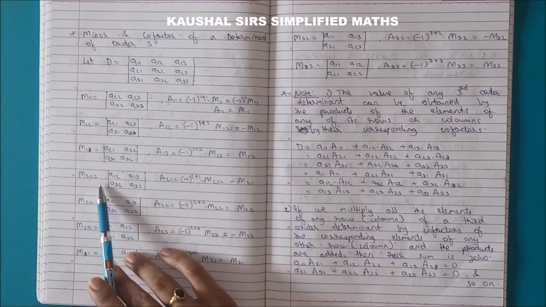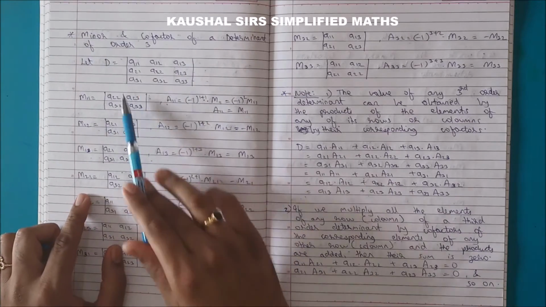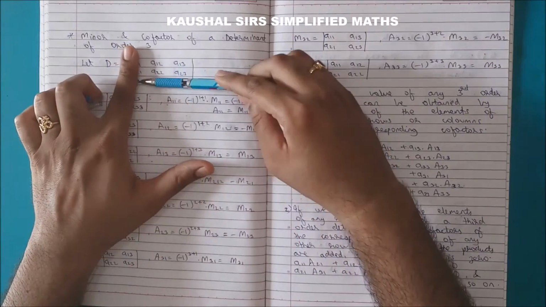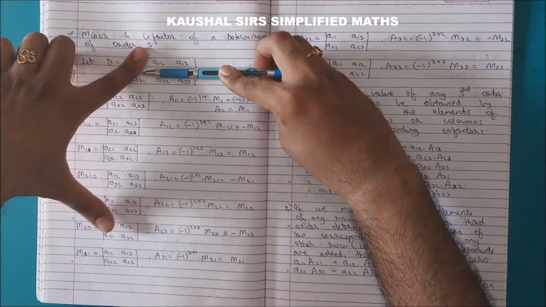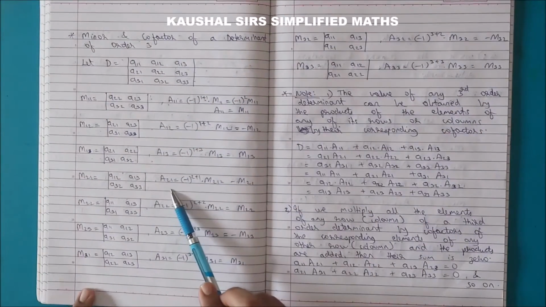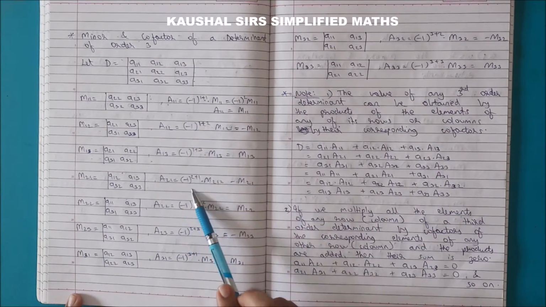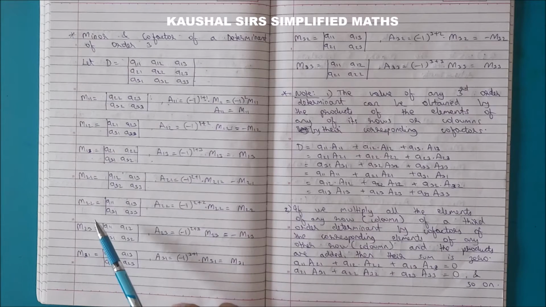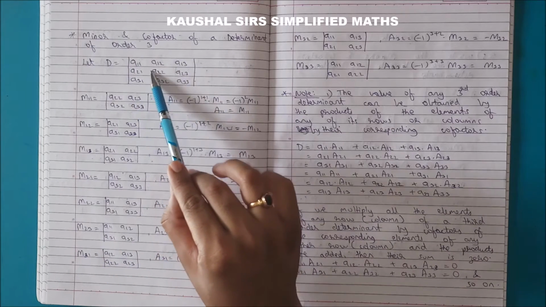Okay. Likewise coming to M21. M21 means minor of A21. कहाँ पे lie कर रहा है वो? Second row, first column. So cover the second row, first column. We are left with these 4 elements. तो उनका determinant आपको यहाँ पे दिखेगा. Okay. Then go for the formula for A21, -1 raised to 2 plus 1 into M21, which is -M21. Likewise for M22, it is minor of A22.